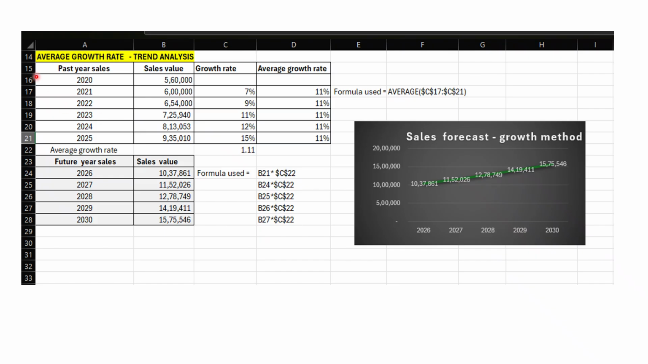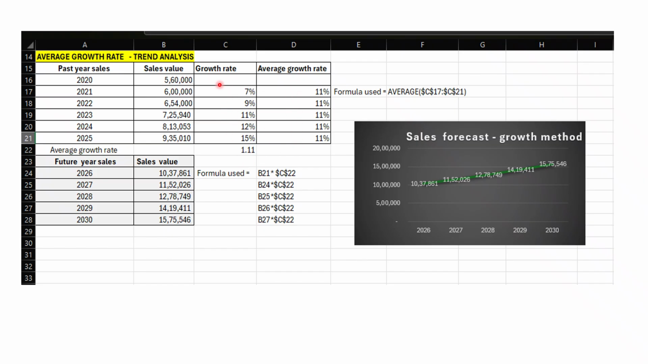Here it is the average growth rate, which means I'm not taking a constant growth rate. I'm checking for the past 5 years what my growth rate was. So for the year 2020, the sales is 5 lakh 60,000. For the year 2021, the sales is 6 lakh. How much did the sale rise? 6 lakh minus 5 lakh 60,000, divided by 5 lakh 60,000, comes to 7 percent. Likewise, for every past year, I check how much my sale is rising. Based on that, I will take the average.